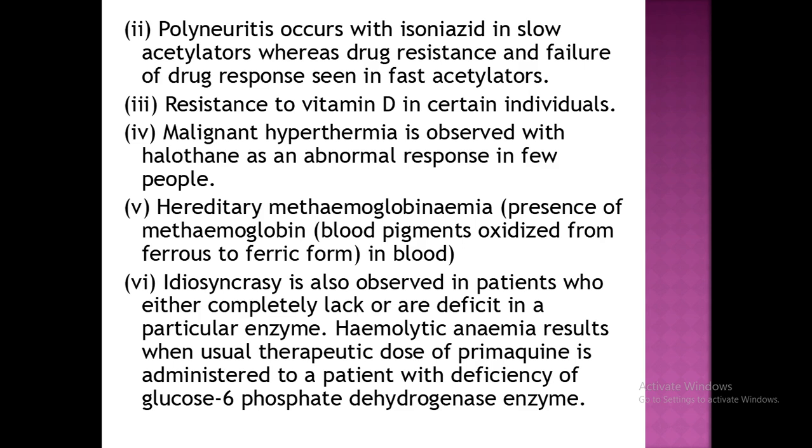Idiosyncrasy is also observed in patients who either completely lack or are deficient in a particular enzyme. Example is hemolytic anemia results when usual therapeutic dose of primaquine, which is an antimalarial, is administered to a patient with deficiency of G6PD enzyme, that is glucose 6-phosphate dehydrogenase enzyme. Because of the lack of or deficiency of this enzyme, it leads to hemolytic anemia in patients administered with primaquine. So hemolytic anemia is breakdown of the RBC.